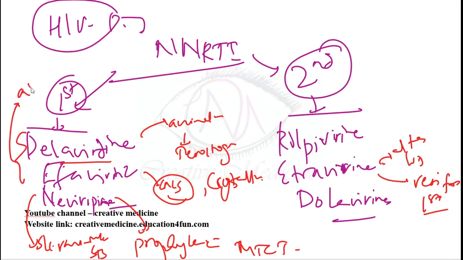Then the drugs delavirdine and efavirenz are actually avoided in the first trimester of pregnancy. And nevirapine and efavirenz, both of these are CYP450 inducers.